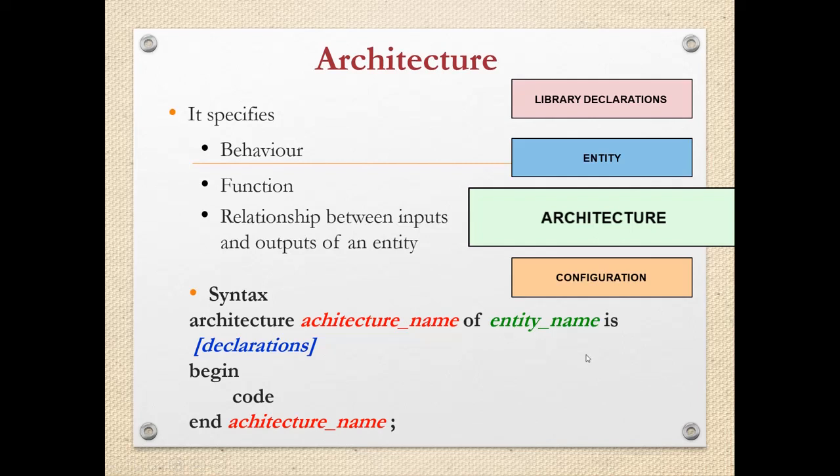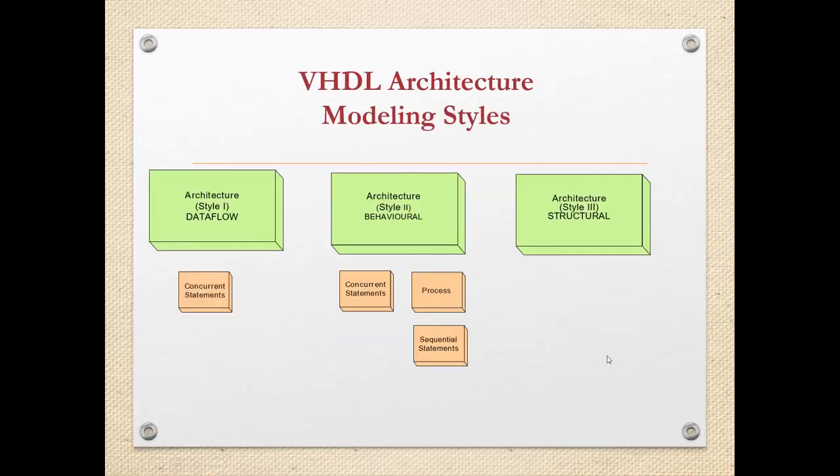And the syntax of this architecture is the keyword architecture, name of the architecture, of, here we have to write the name of the entity which we have declared as the second part of the program, is, then the different declarations like constants and all that is to be declared, then begin statement, and then the code which specifies the function or behavior of the circuit is to be written. And once it is finished, the last line will be end name of the architecture.